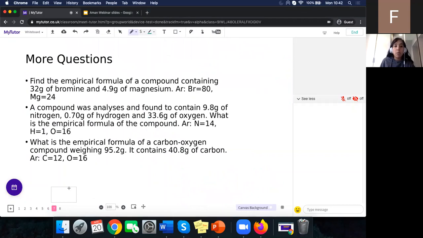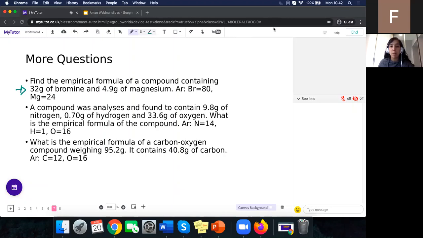All right, we will just do this last question then on empirical formulae. So find the empirical formula of a compound containing 32 grams of bromine and 4.9 grams of magnesium. Someone's asking, if you miss one step, then will you lose all marks? No, so the exam mark schemes always say error carried forward. So ECF means error carried forward. If you make a mistake, but everything else is correct after that, then you get error carried forward. If you follow the 4 steps that I covered, you shouldn't go wrong with these questions. They all tend to be kind of the same structure and the same style.